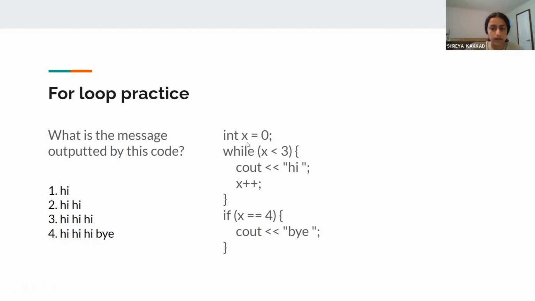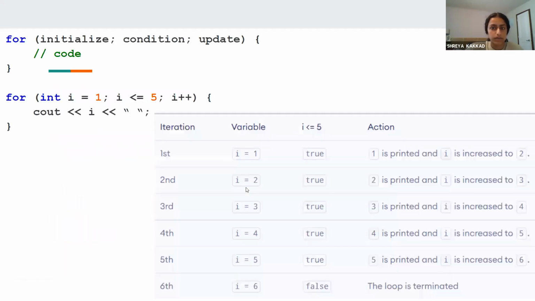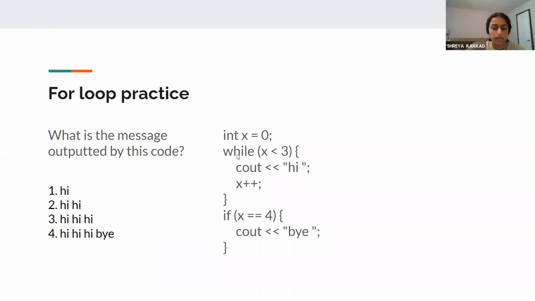So we start by int x equals 0. While x is less than 3, it's going to output the message hi. And then x is going to increase by 1. So this is a little bit different than the previous loop. The previous loop was our for loop. That updated all up here. The while loop, for me at least, makes a little bit more sense. We have our condition up here, and this is our message, and then x increases or updates.